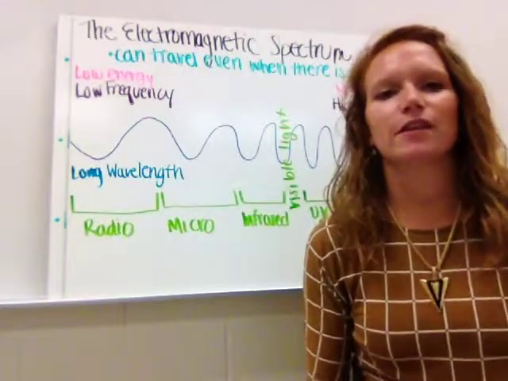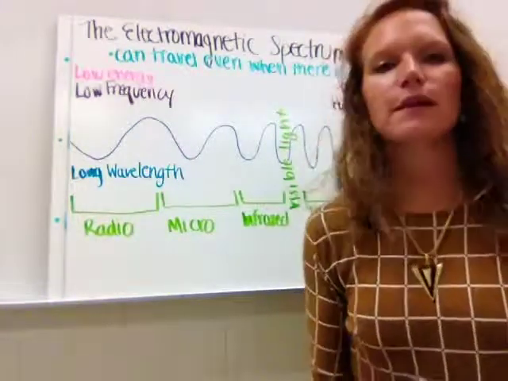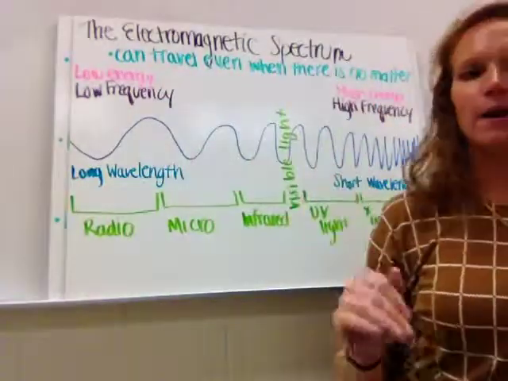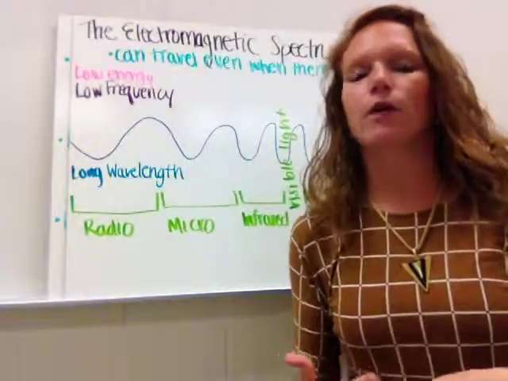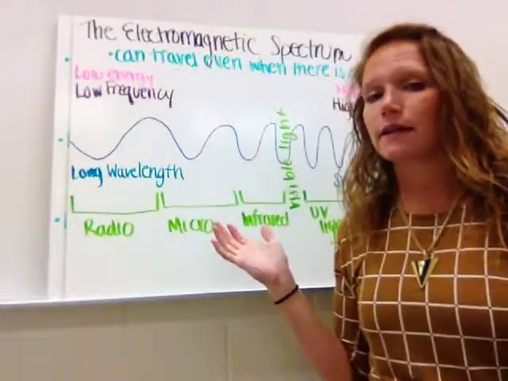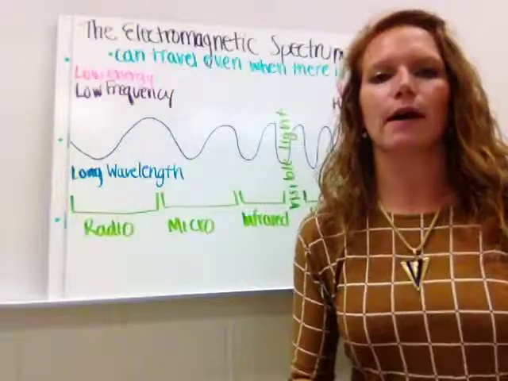So this video is going to be about the electromagnetic spectrum. The electromagnetic spectrum is the types of waves that can travel even when there is no matter. When we first learned about waves, we learned about two different types of waves, mechanical waves and electromagnetic waves. The electromagnetic spectrum is all of the waves that aren't mechanical waves.